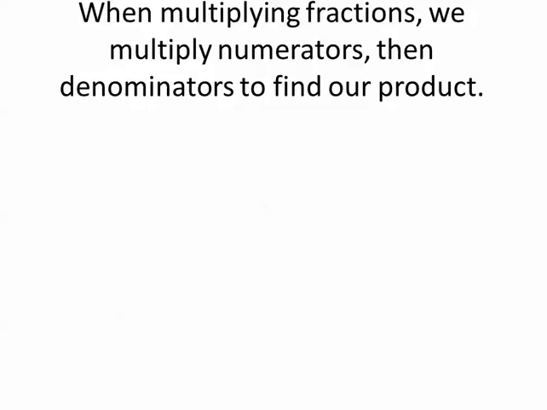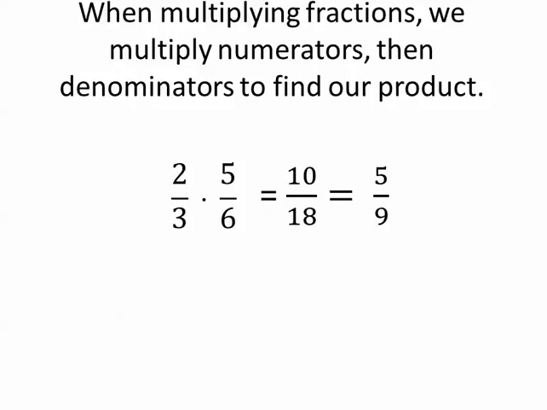We'll do one more practice problem with multiplying fractions, and let's look at 2/3 times 5/6. So we're going to do 2 times 5, which is 10, and 3 times 6, which is 18. That gives us 10/18. But remember, mathematicians, we always simplify our fractions, so 10/18, I'm sorry, would simplify to 5/9 because of a common factor of 2.